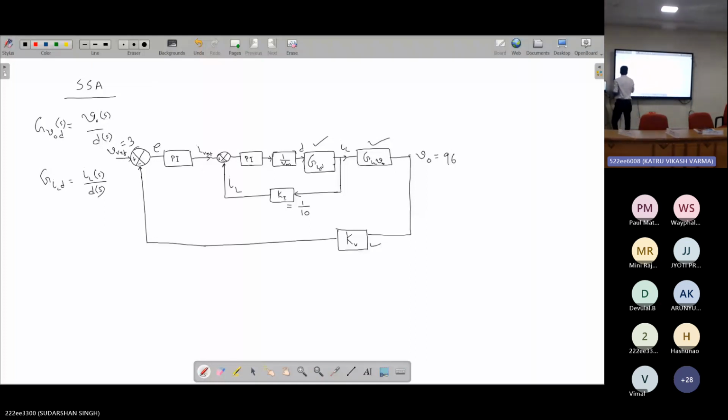And how to get the GV0IL? You can simply divide the transfer functions GV0D and GILD. So V0 to IL is nothing but your GV0D by GILD.